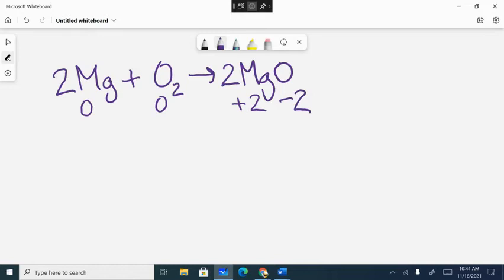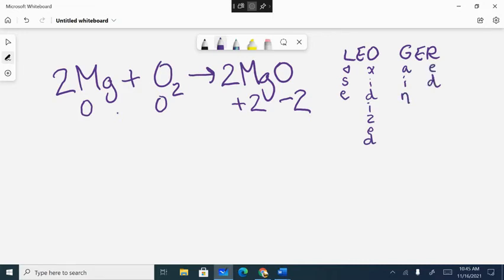Now you have to figure out which was oxidized and which was reduced. Remember, our friend Leo the lion goes GER. So if we lose electrons, it's oxidized. If we gain electrons, it's reduced.